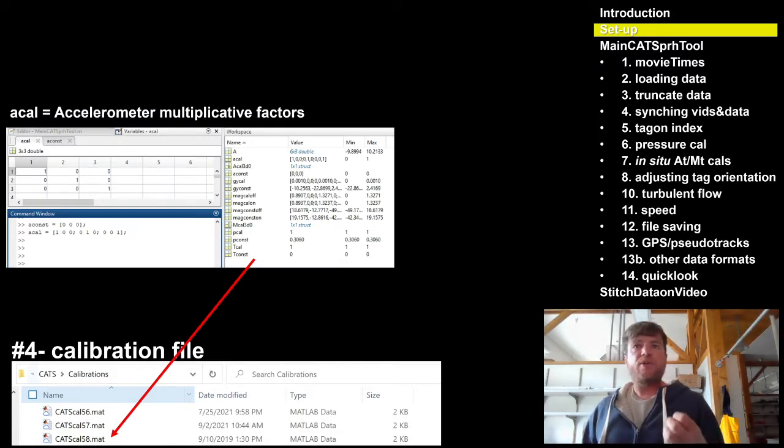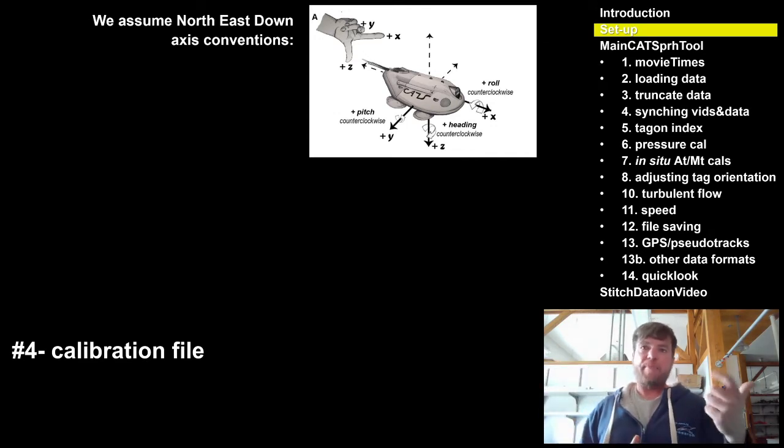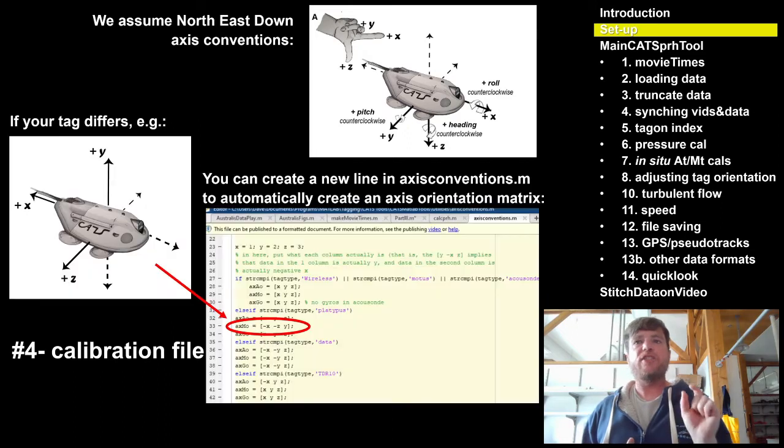However, it's important to know your axis conventions in your tag. In our scripts, we assume a right-handed northeast down orientation. So you'll want to set your factors, acal, magcal, jical, to account for the axis orientations using an ax matrix. Descriptions of how to do this are in the paper and also in the axisconventions.m script.